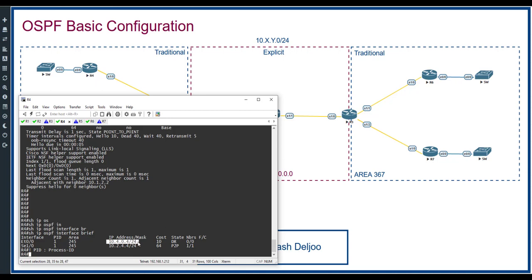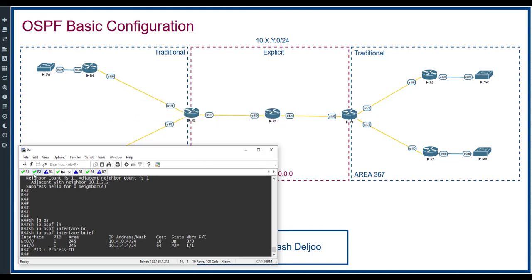This is the IP address of the 2 interfaces: 10.4.0.4/24 for Ethernet 0/0 and 10.24.4.4/24 for Serial 1/0. Also here we have other information. You will learn about them in future videos in this class. Don't worry about them. And also let me show you R2.